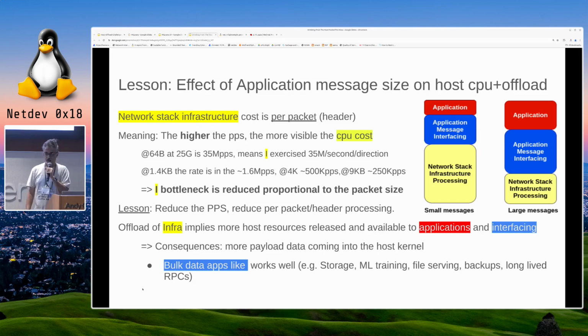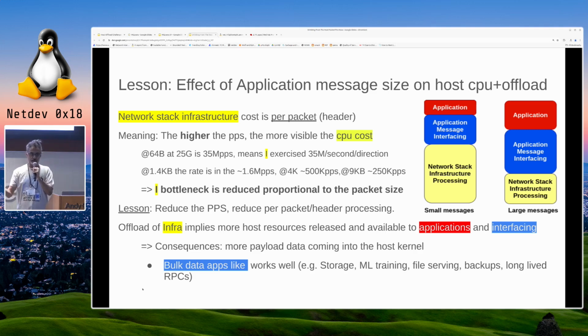I'm breaking this down based on that diagram I had, with yellow at the bottom, blue in the middle, red at the top where your application is. If you're offloading to reduce your packets per second, remember that 64 bytes at 25 gig unidirectional is 35 million packets per second. So you are doing processing 35 million times a second if you're doing wire rate 64 bytes. If you can offload that, whatever that layer of the processing is, to the hardware, it's a big win.